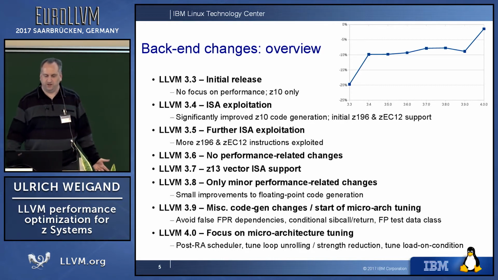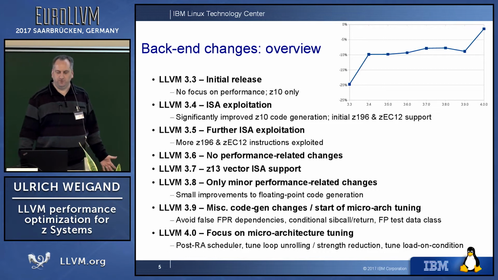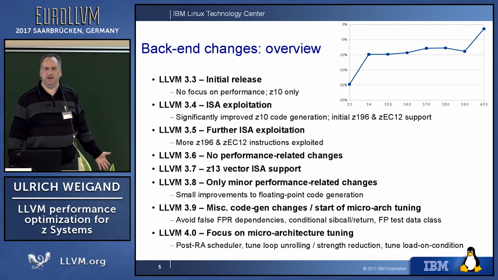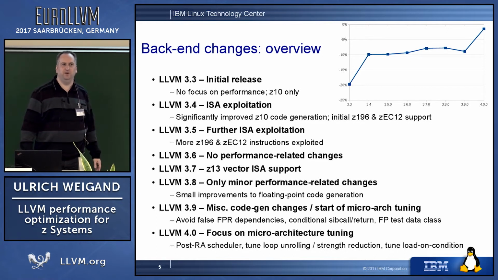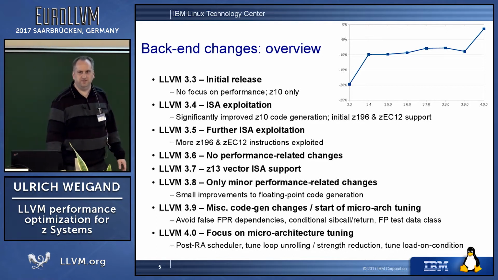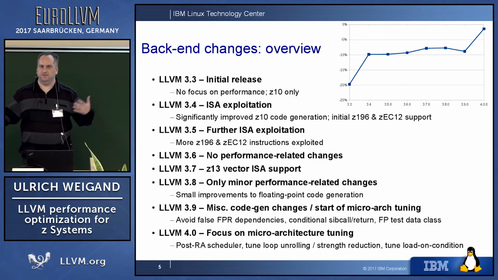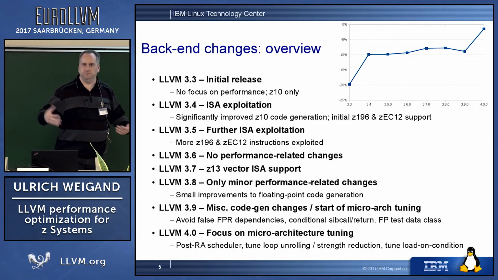With 2.8, again, only small improvements. With 3.9, we did a few improvements. Unfortunately, performance dropped. That was one of the surprises here because we hadn't noticed regressions while we were measuring each of those changes as we did them.